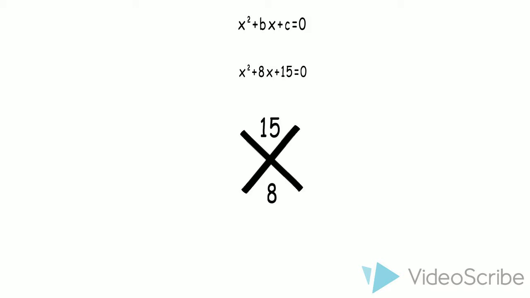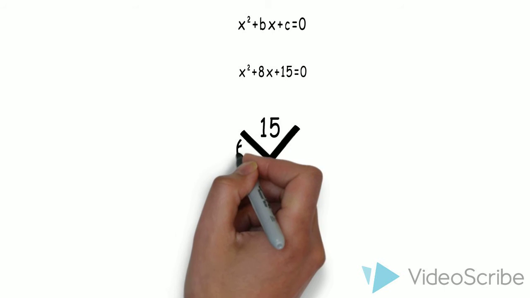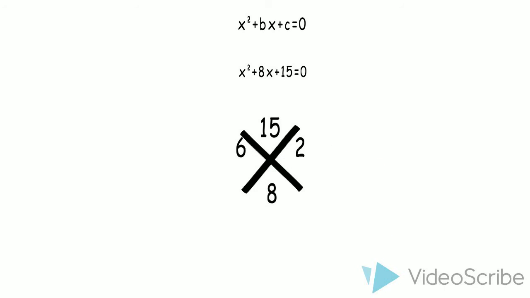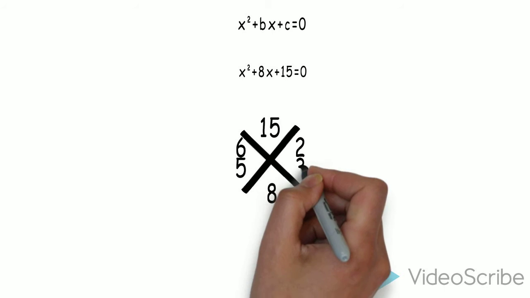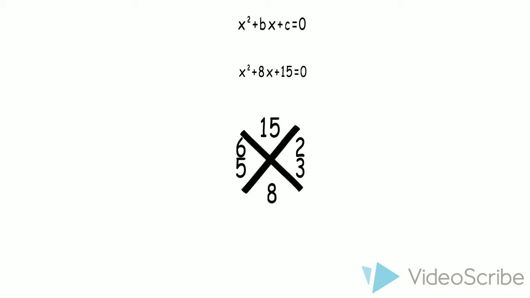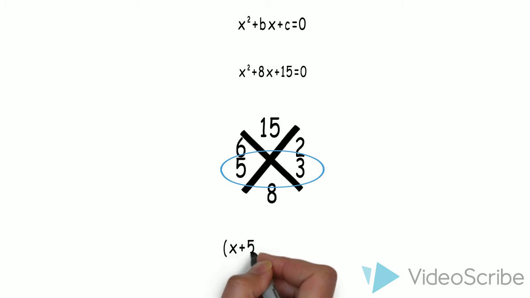Now you need numbers that multiply to c and add to b. As you can see, 6 and 2 add to b but do not multiply to c. Another pair of numbers is 5 and 3. Clearly, 5 and 3 multiply to 15 and add to 8. The next and final step is to solve.